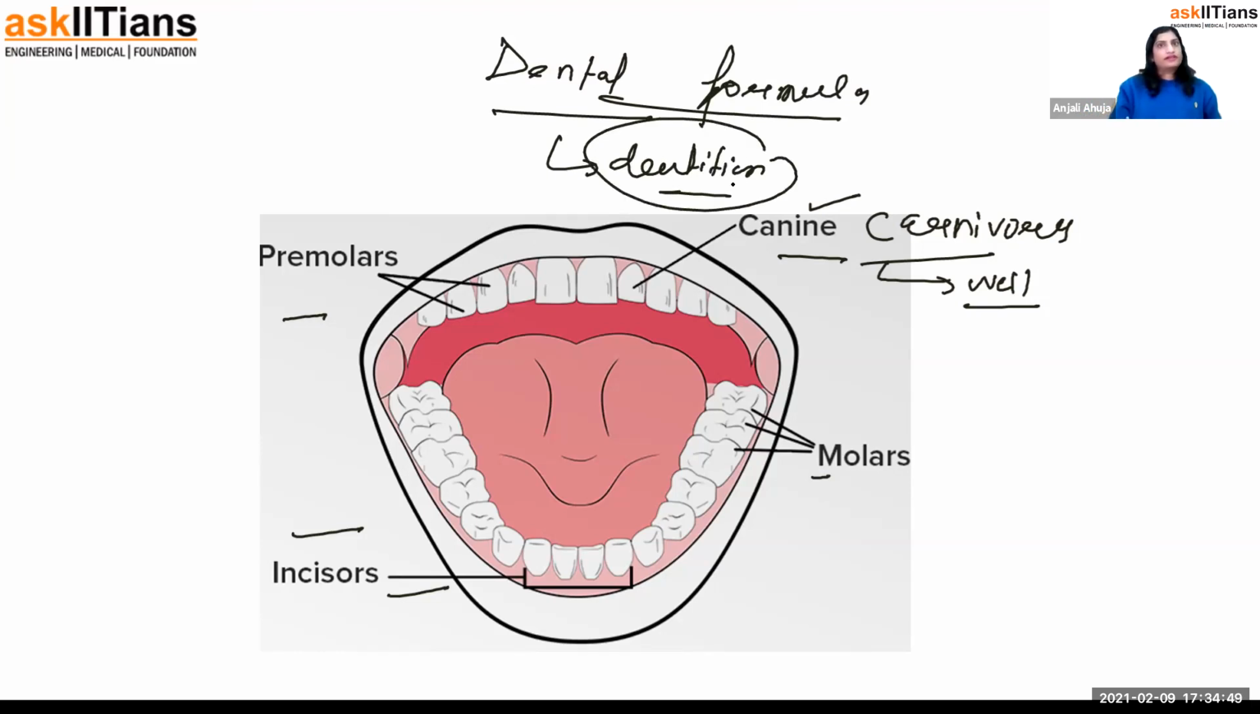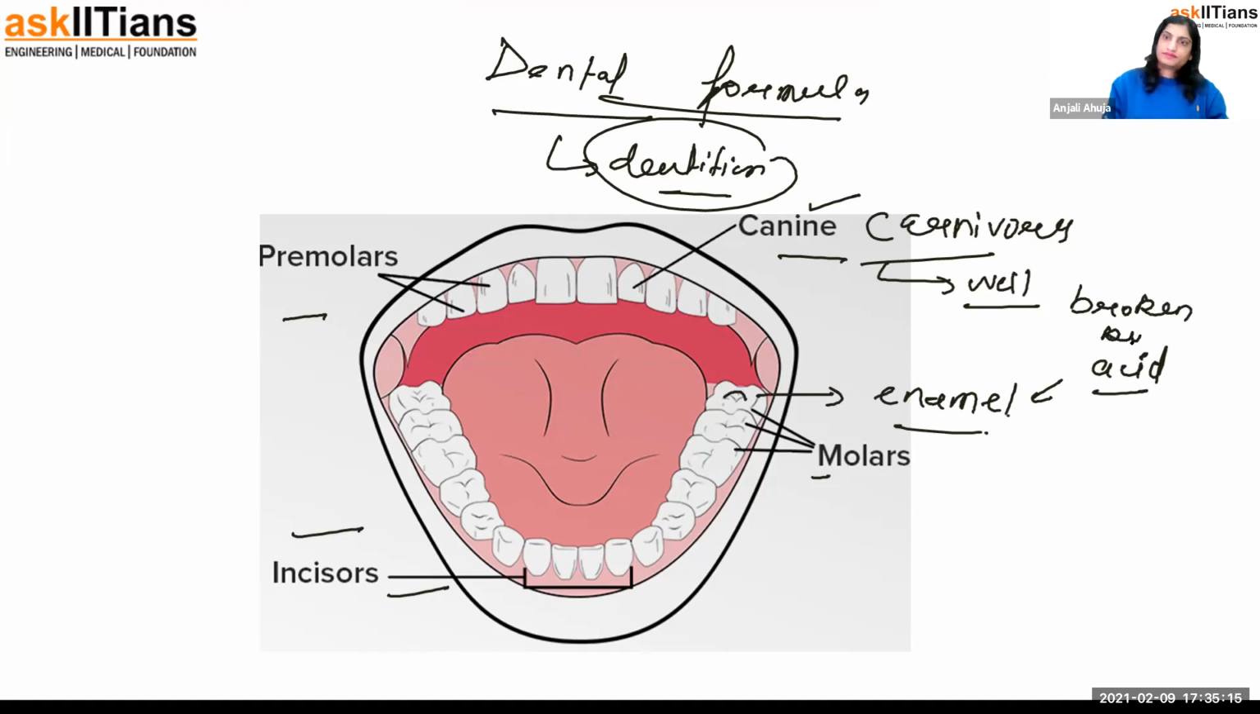I'm going to tell you the dental formula, but before that, let me tell you one thing, guys. We used to say sugar should not be taken too much, because sugar can increase the acid amount in our teeth. The covering of the teeth is known as enamel, which is the hardest part. It can easily be broken down by acid. Remember it.